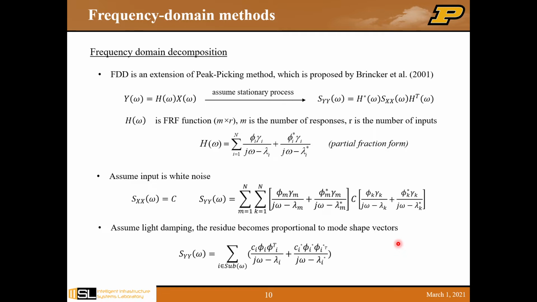Okay, so we can further simplify the expression of the output power spectral density as it is. Omega sub represents the list of the limited vibration modes that contribute to the power spectral density magnitude or other information surrounding that omega frequency. All right, so this is the theoretic background of the frequency domain decomposition.